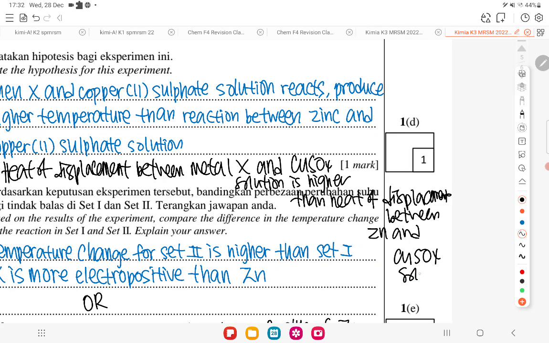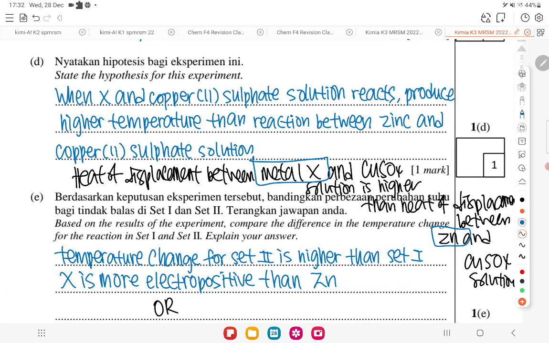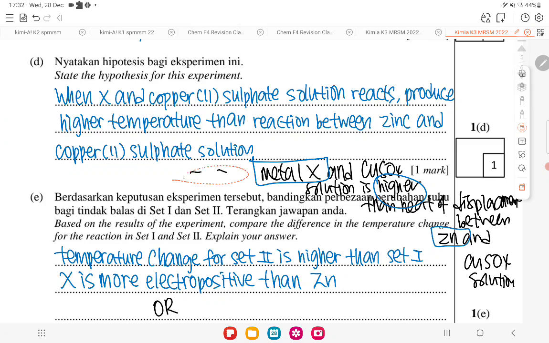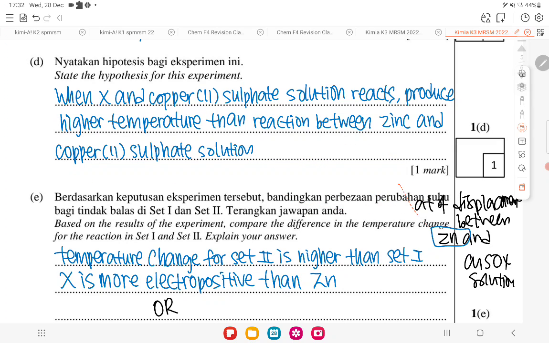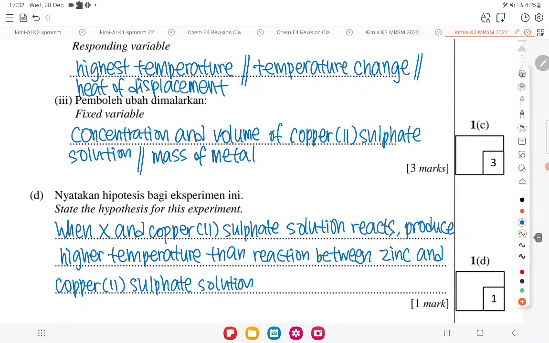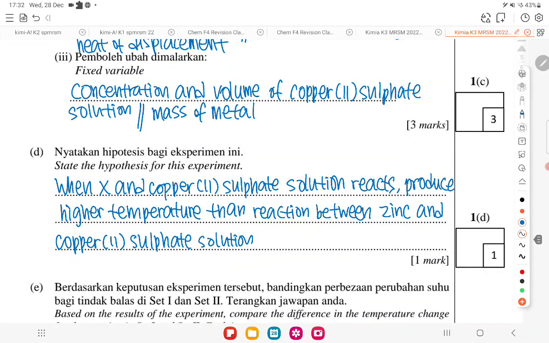So you see a very clear relationship. What is my manipulated variable? Metal X and also the zinc. What is the responding variable? Heat of displacement. What is the relationship? Higher. So you see, that is how you write a hypothesis. You must relate the manipulated variable and responding variable, and you must give them a very clear relationship. That's it. That is for the hypothesis.